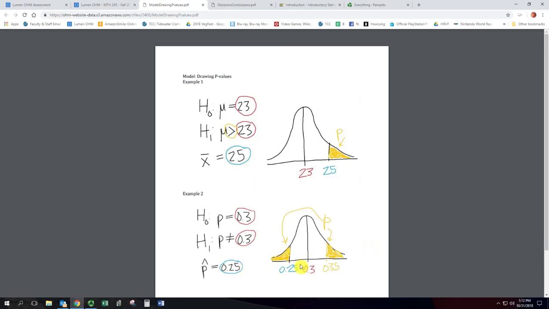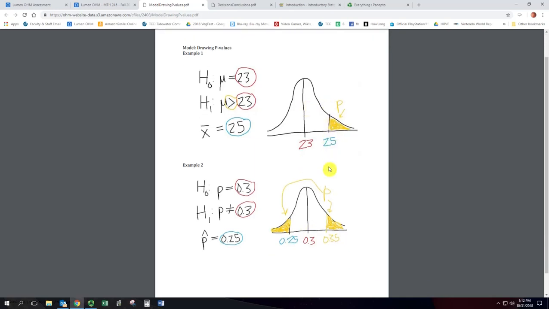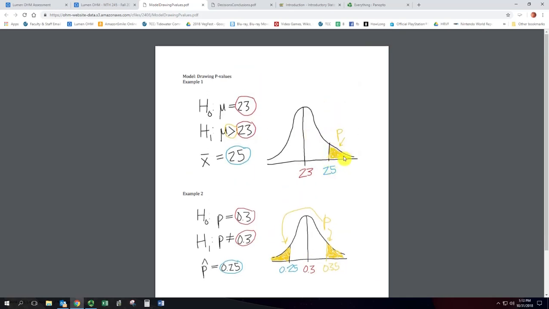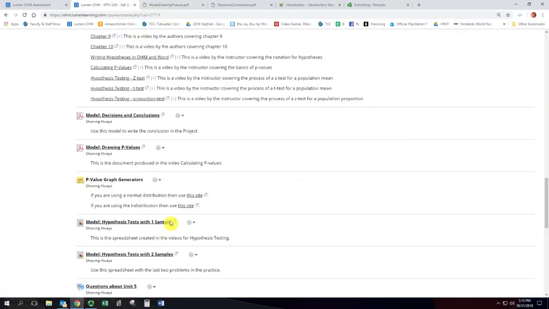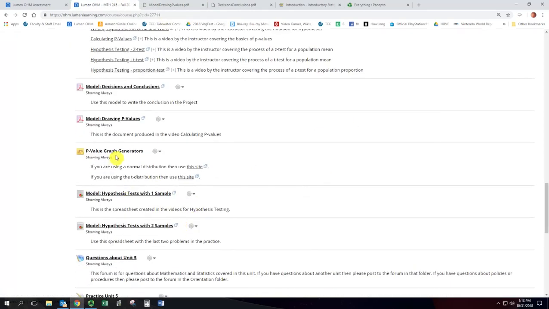Then you have symmetry with the two-tailed test. And of course, the area here is the p-value, so the area of that tail is the p-value. You can actually get a little more fancy with those graphs. Whether you use the normal or t-distribution, go to these sites and create those graphs, and we show that in the videos.